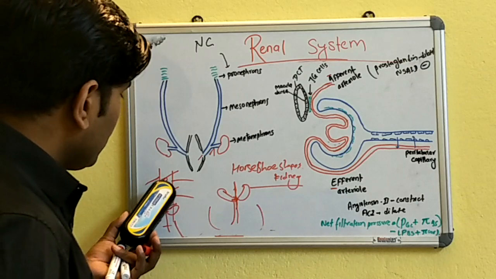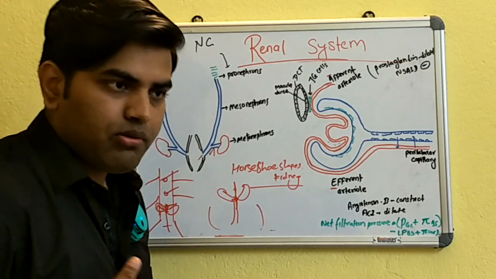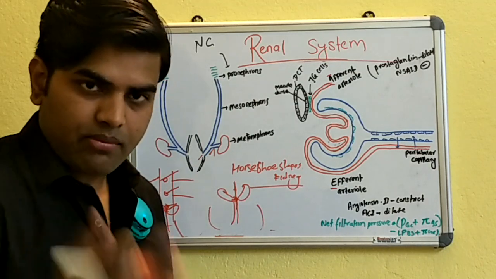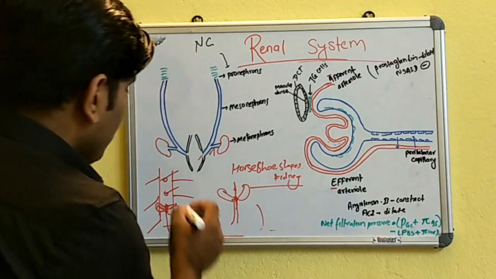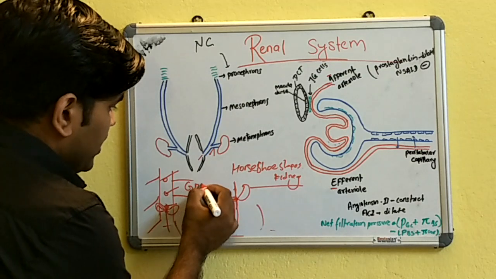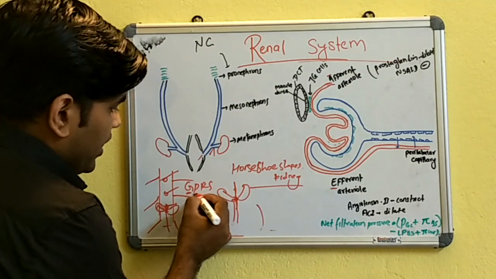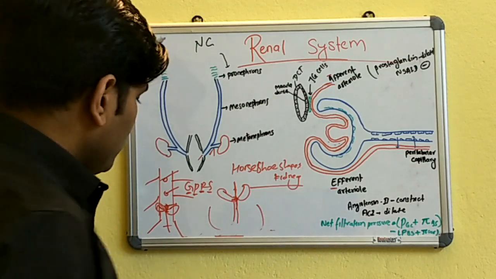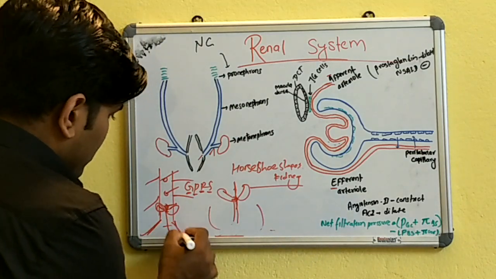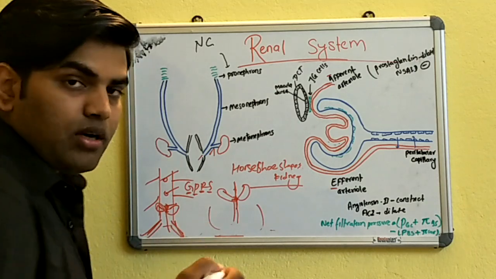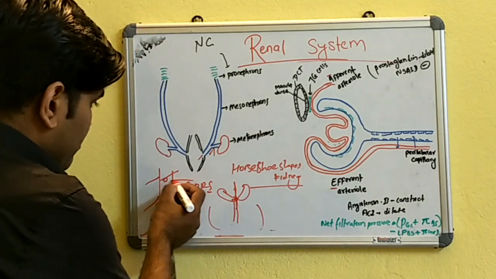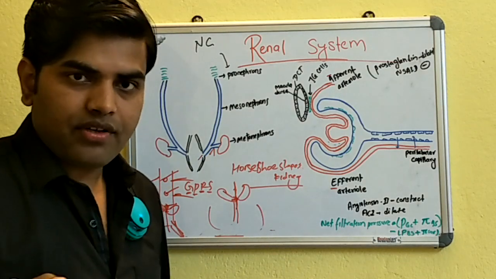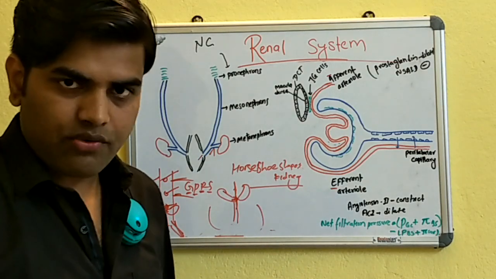I was talking about the abdominal aorta branches. The ventral branches are the celiac trunk, superior mesenteric and inferior mesenteric artery. The lateral branches are GPRS: gonadal artery, phrenic artery, renal artery, and suprarenal artery. Terminal branches are the common iliac arteries. The dorsal branches are the dorsal lumbar arteries and median sacral artery. These are the branches of the abdominal aorta.